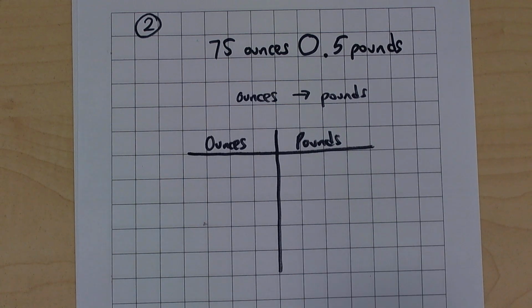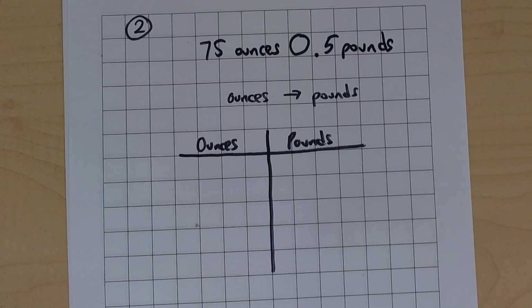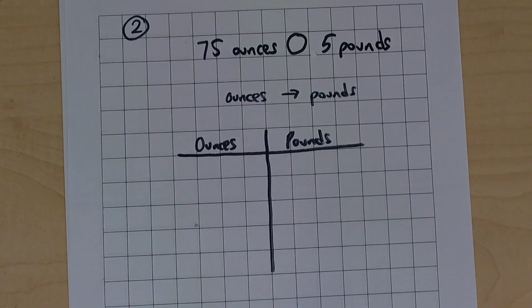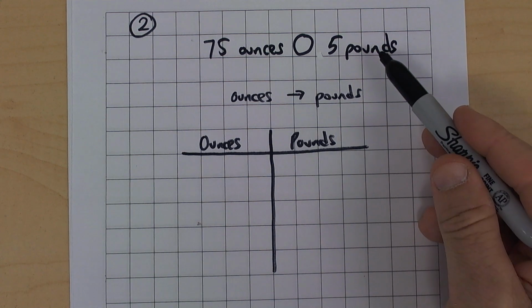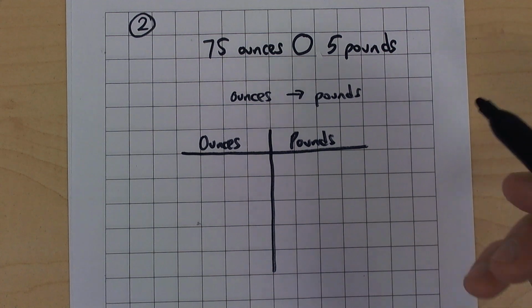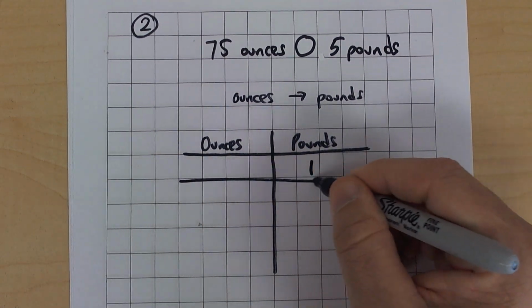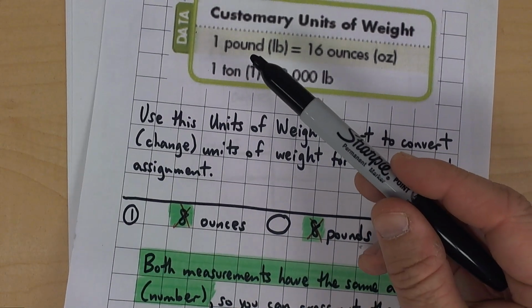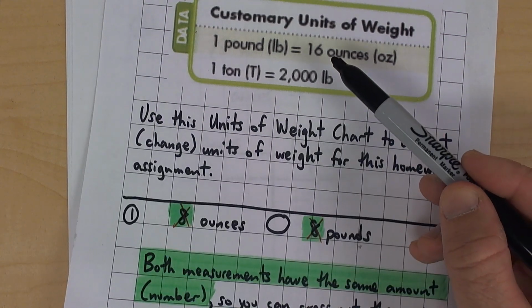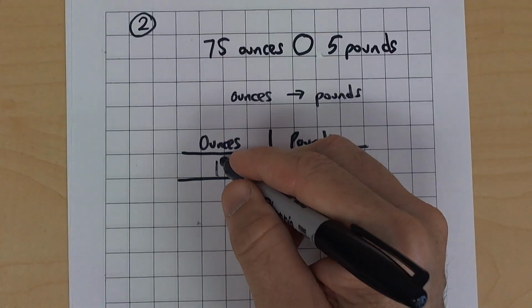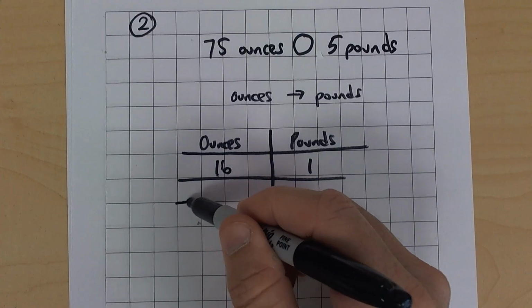I don't like that that looks like a decimal point. My apologies. I made a boo-boo when I was writing, so I want to get rid of that. So we want to figure out which one is larger. Since I know pounds and I have 5 pounds, I'm going to do 1 pound. The reason why I'm doing 1 pound is because I know, according to my little cheat code here, that 1 pound is equivalent or equal to 16 ounces. So that's why I'm starting with 1 pound. So 1 pound is 16 ounces.